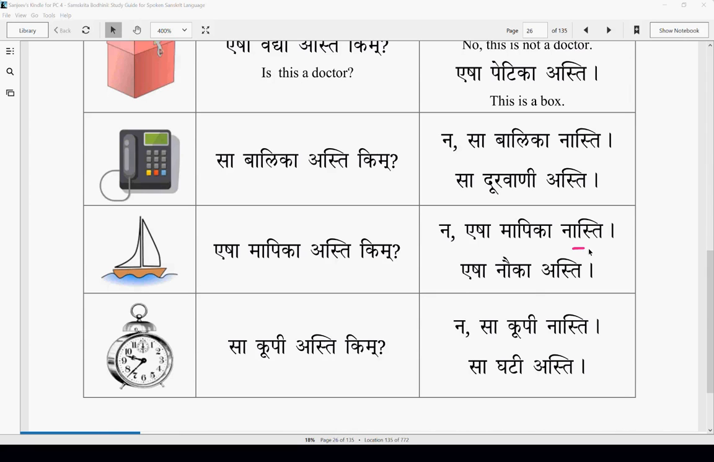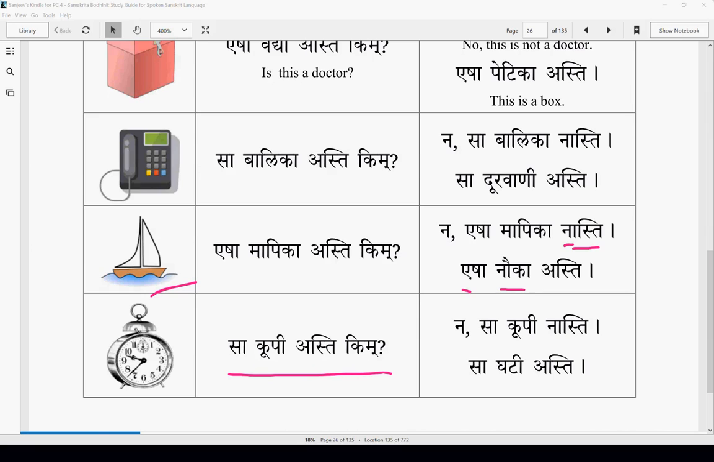Nasti. Make it na, not na. Nasti. And Esha Nauka. What is Nauka? Oh, boat. Boat. Okay, next one, last. Sa kupi asti kim na sa kupi nasti. Sa gati asti.